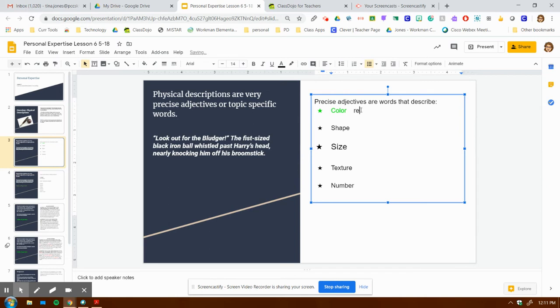So things like, obviously, red, green, black, but also things that describe the intensity of those colors. So things like shady, dark, light. So light blue, dark blue, shady sky lets people know that it's not as bright as it normally would be. The shape can also help people visualize better what you're talking about.